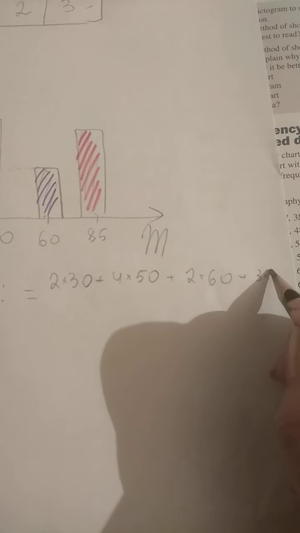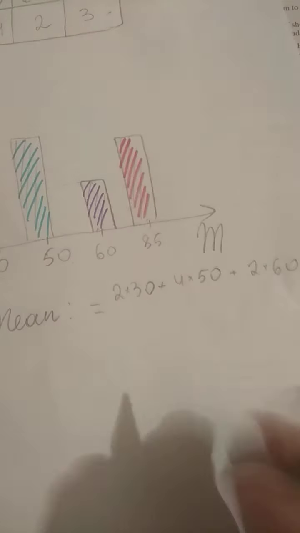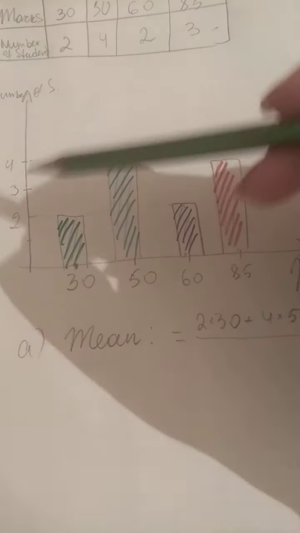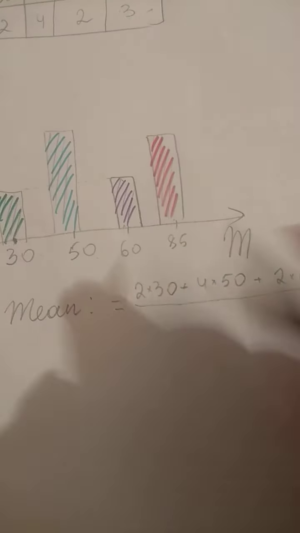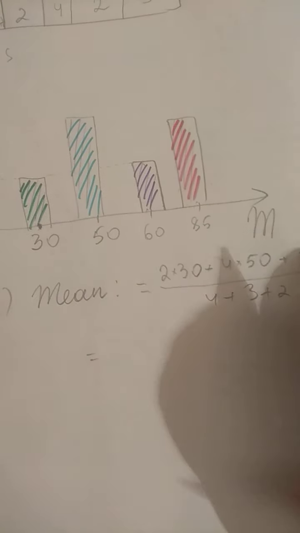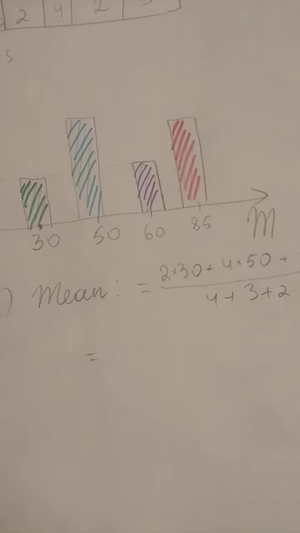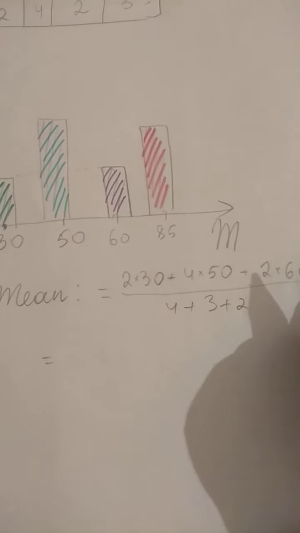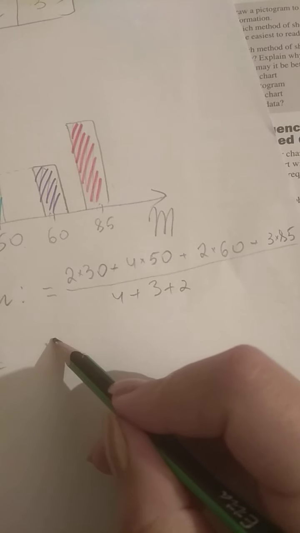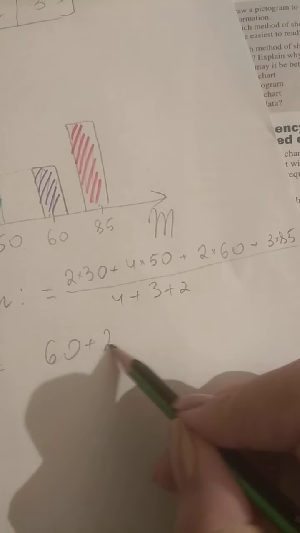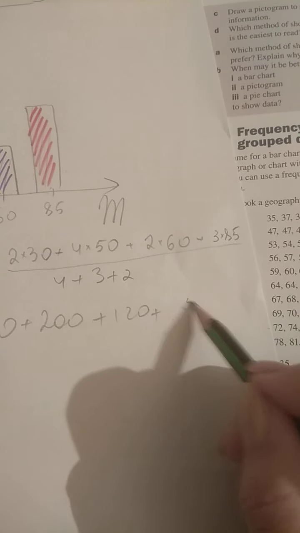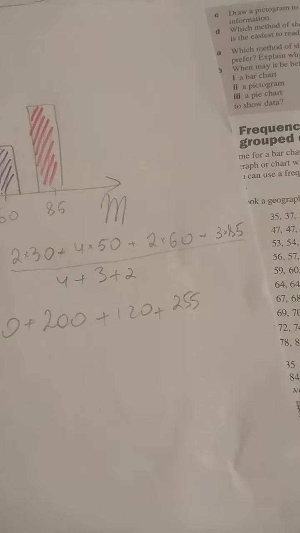3 multiplied by 85. Okay, then divide by what? Sum of the frequencies. Which one is the sum of the number of students? 4, 3 and 2. Okay, so maybe guys you'll get a decimal number, because I just gave the numbers from my mind, that's why. So 2 times 30 is going to be 60 here, then 200, then 120, then 5, 255.